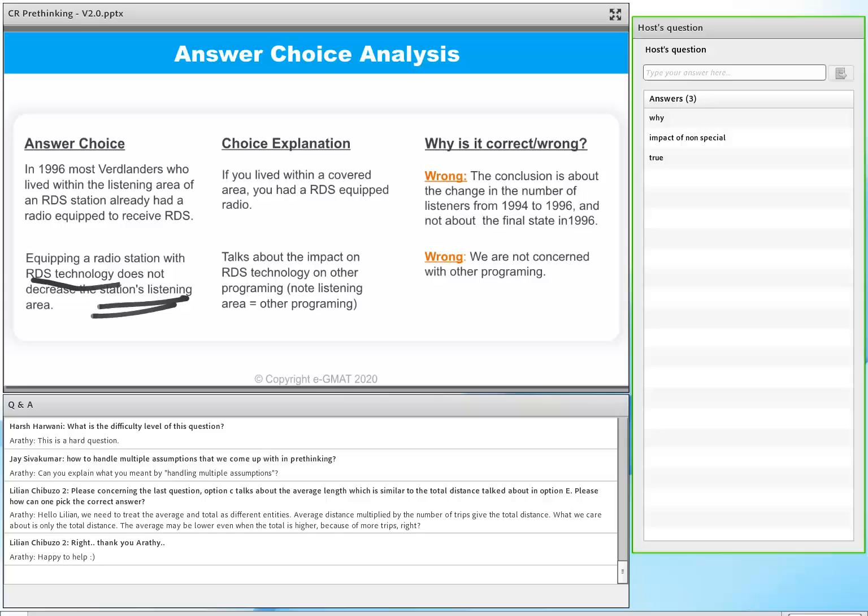So from the context of our conclusion, where we are only concerned about special programming, this is irrelevant. This only is relevant to non-special programming. Do you get that? Because the range of special program information is 0 if you don't equip a station with that technology. Read this again. What is the range of a station if it doesn't have RDS technology?